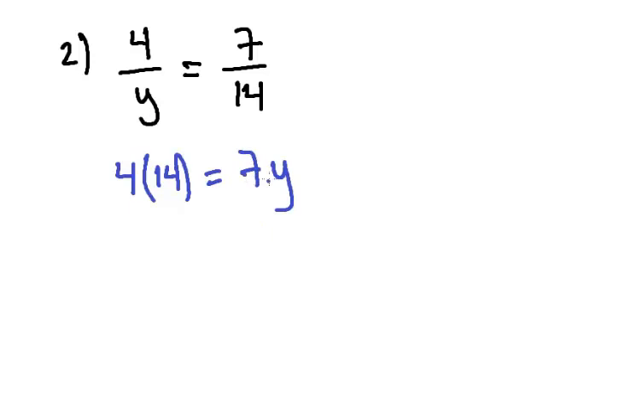Notice that we don't put parentheses when we only pass a letter. We just copy it with the number on the other side. But when we have two numbers, yes, we need to put the parentheses. So 4 times 14 gives me 56. I just copy 7y. What do I do next?